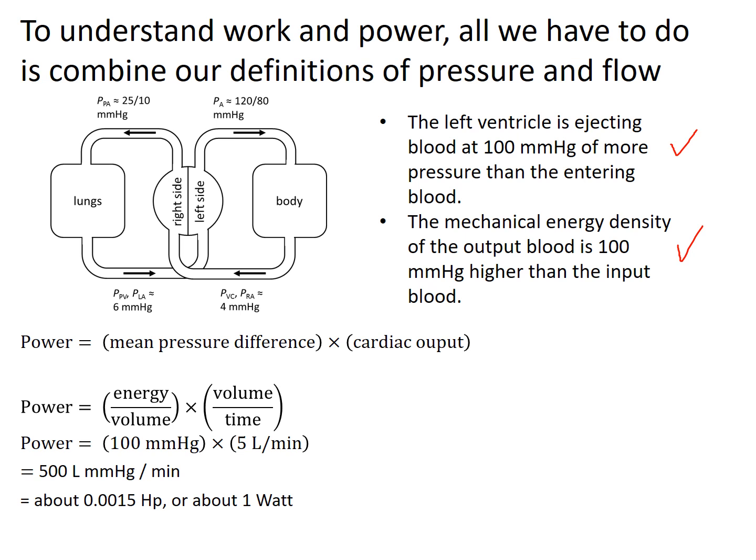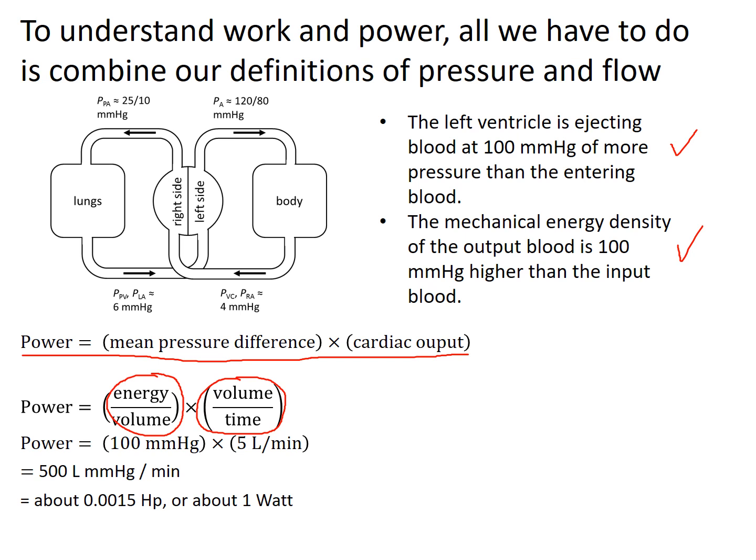How quickly is the heart doing that? The heart is pumping a certain amount of blood per unit time. That's the cardiac output. So the power generated by the left ventricle in pumping the blood is equal to the mean pressure difference times the flow, or the cardiac output. Pressure, remember, units of energy per unit volume, times flow, units of volume per unit time, gives units of energy per unit time, which is units of power.